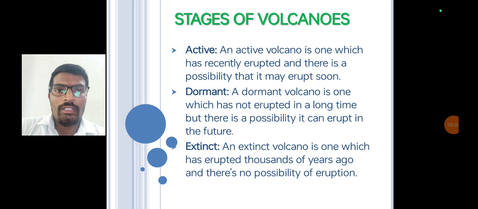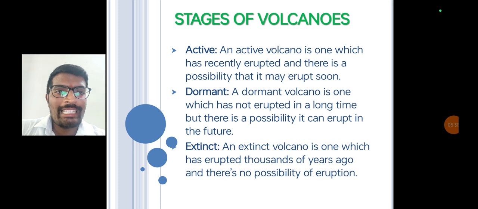Now, how many stages are there in volcanic eruption? There are three types: first, active volcano; second, dormant volcano; third, extinct volcano. The first one is the active volcano. This is one which has recently erupted and there is a possibility that it may erupt soon. It means present or future eruption is possible. This type is called an active volcano.